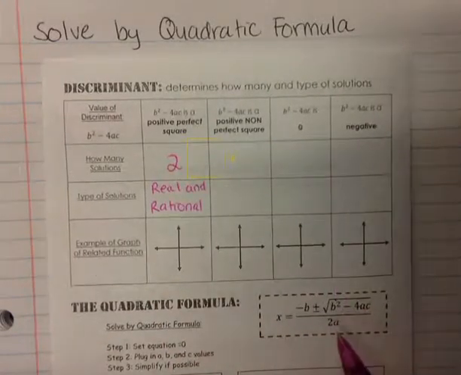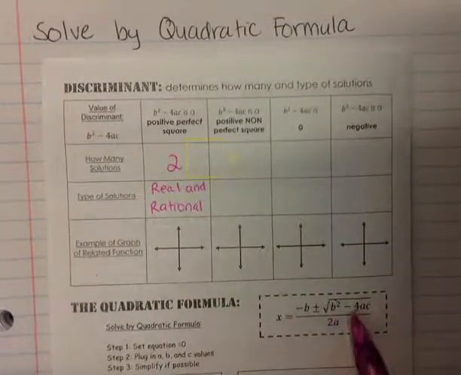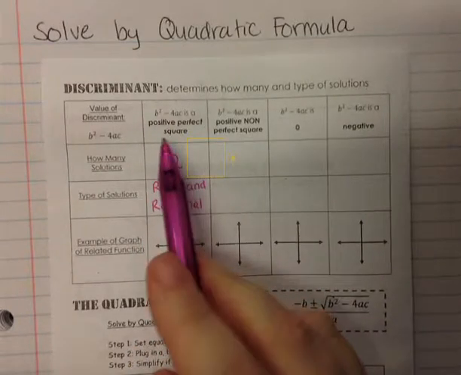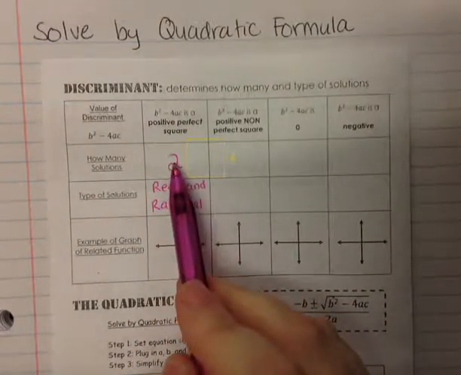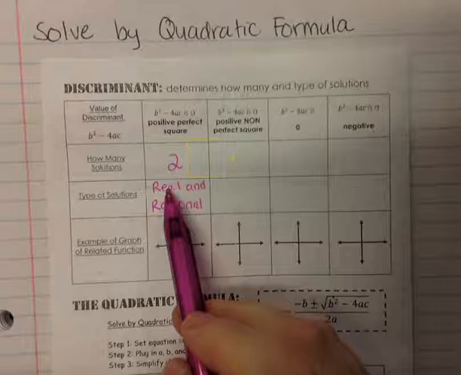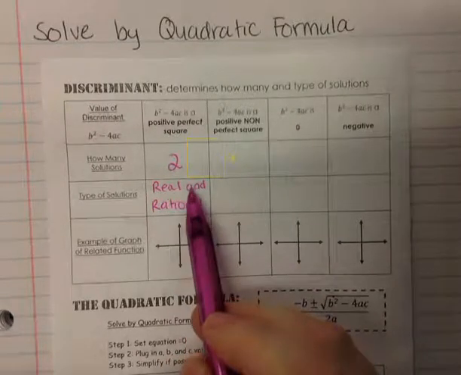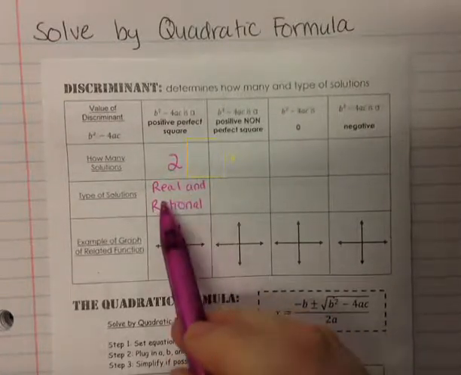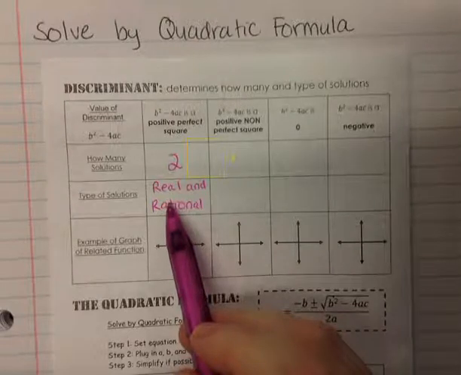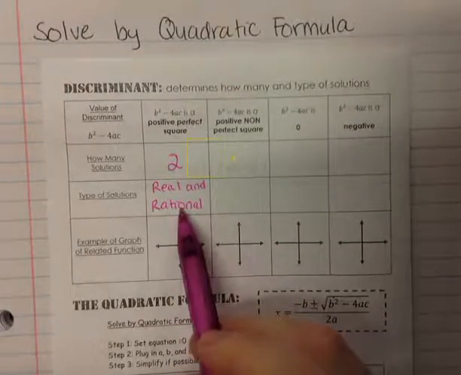So if you can take the square root of a positive perfect square, you'll get 2 solutions, and they will both be real answers, so they won't have i on it, and they'll both be rational solutions, so they'll cross at nice, clean numbers, like 7 is perfectly fine.